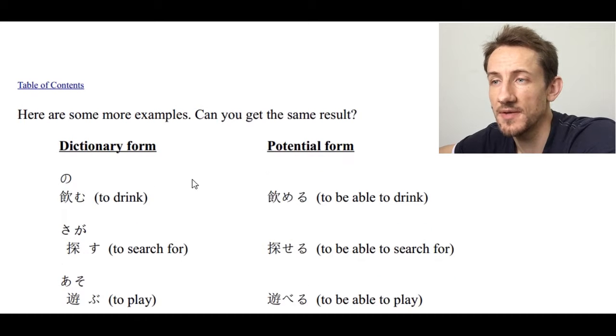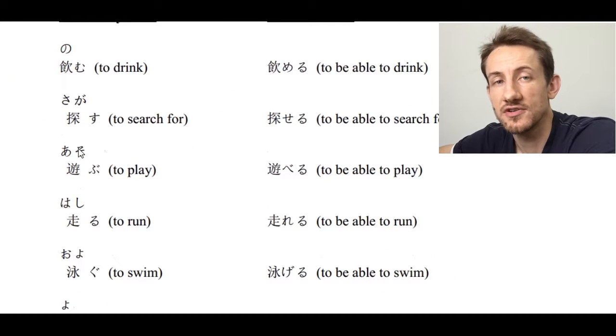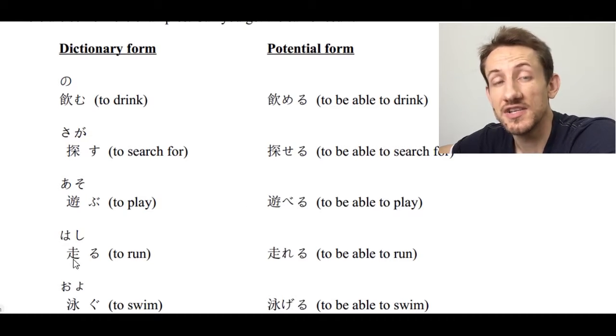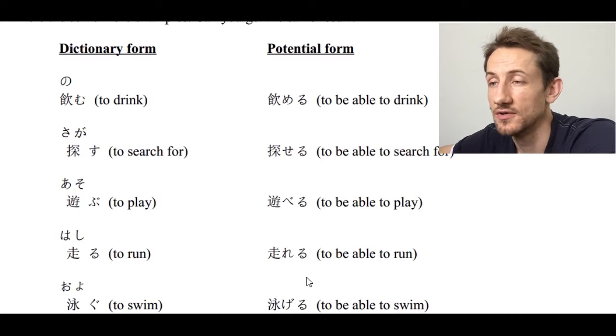And here we have some more examples. We have our dictionary form verbs in the left column, and our potential form verbs in the right. So nomu becomes nomeru, sagasu becomes sagaseru, asobu, asoberu, hashiru, hashireru, oyogu, oyogeru. If you can look at these verbs in the dictionary form and understand how to get to the potential form, then you understand how it works.